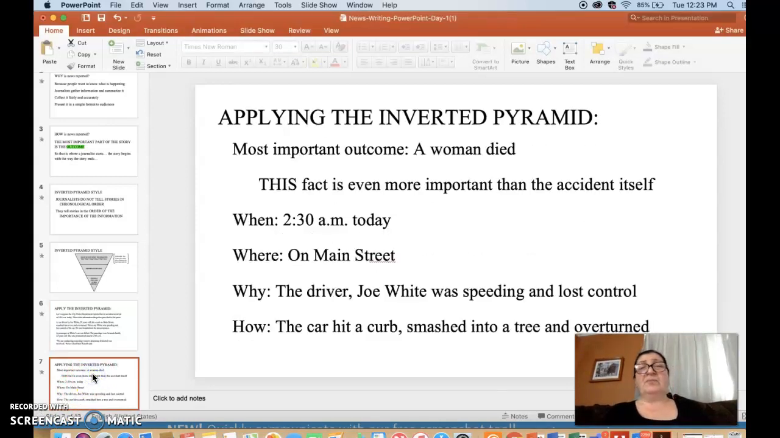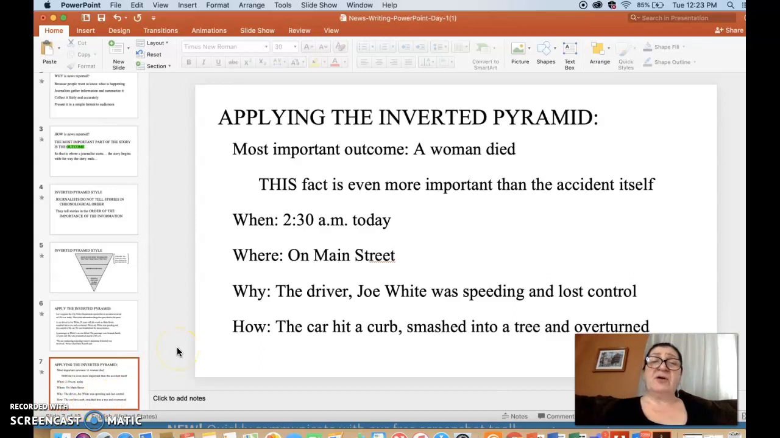So if we put this information in the form of an inverted pyramid, we would say, what's the most important outcome? One person has died, and we know the detail. It's a woman who died. This fact is more important than the accident itself, because the nature of the death, the nature of the accident, is secondary, where the primary information is one woman was killed. When? 2:30 a.m. Where?